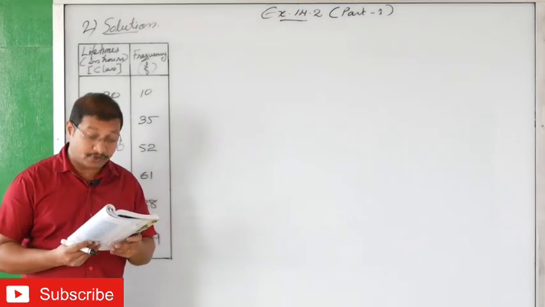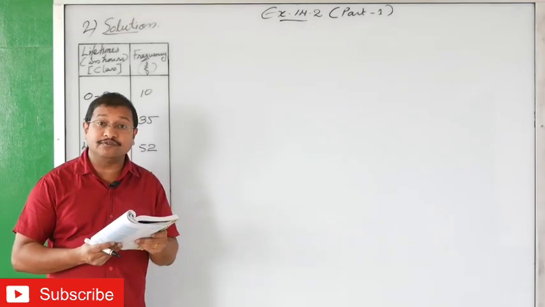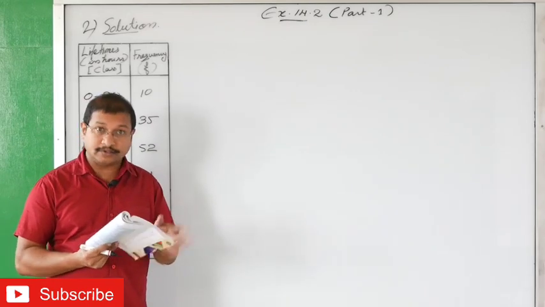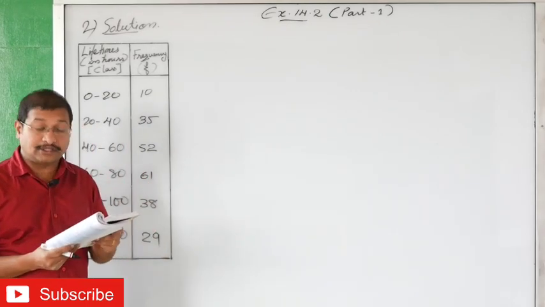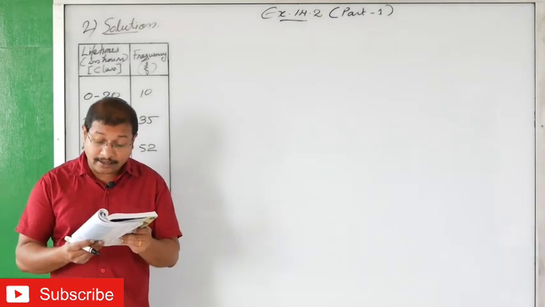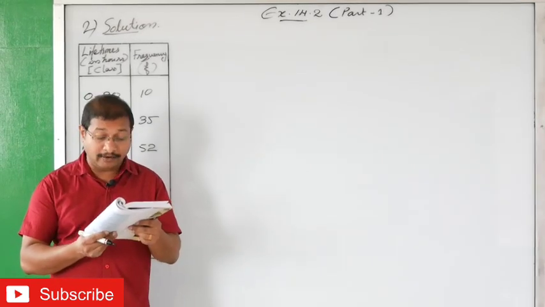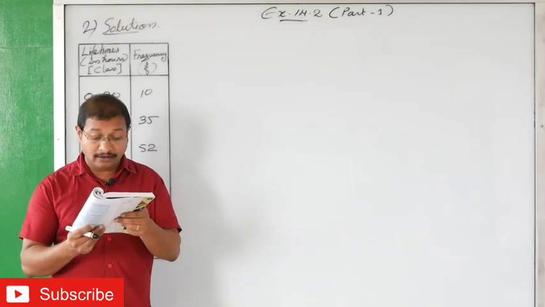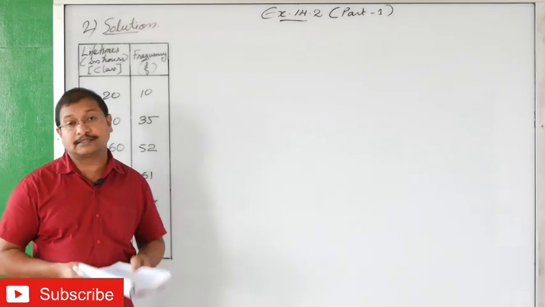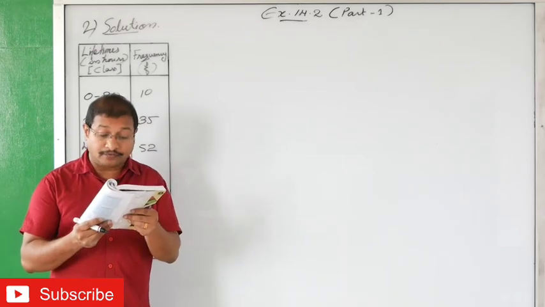Question number 2. I'll read the question once. The following data gives the information on the observed lifetime in hours of 225 electrical components. The table is given. So lifetime in hours is given, that is 0 to 20, 20 to 40, 40 to 60, 60 to 80, 80 to 100, 100 to 120. Again, frequency is given: 10, 35, 52, 61, 38 and 29. What do you want? Determine the modal lifetime of the components.